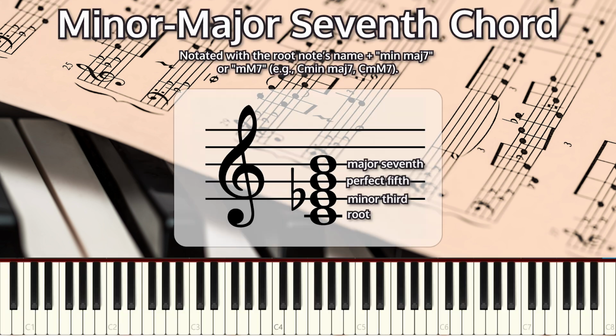The minor major seventh chord is a minor triad with a major seventh interval above the root. The minor refers to the triad and the major seventh refers to the interval. This chord can be written as the root note's name followed by the characters MIN, MAJ7, or lowercase m, capitalized M and 7.